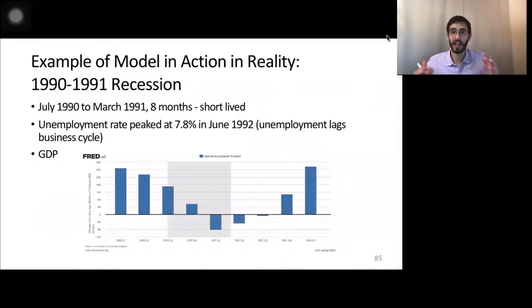Now, moving forward, I'm going to have putting it all together and closing up. We're going to show how this model can be applied to a situation that happened in the past in the 90-91 recession. And then we're going to close by talking about the Keynesian and neoclassical view. Okay, keep tuned, and I'll be back with more videos.